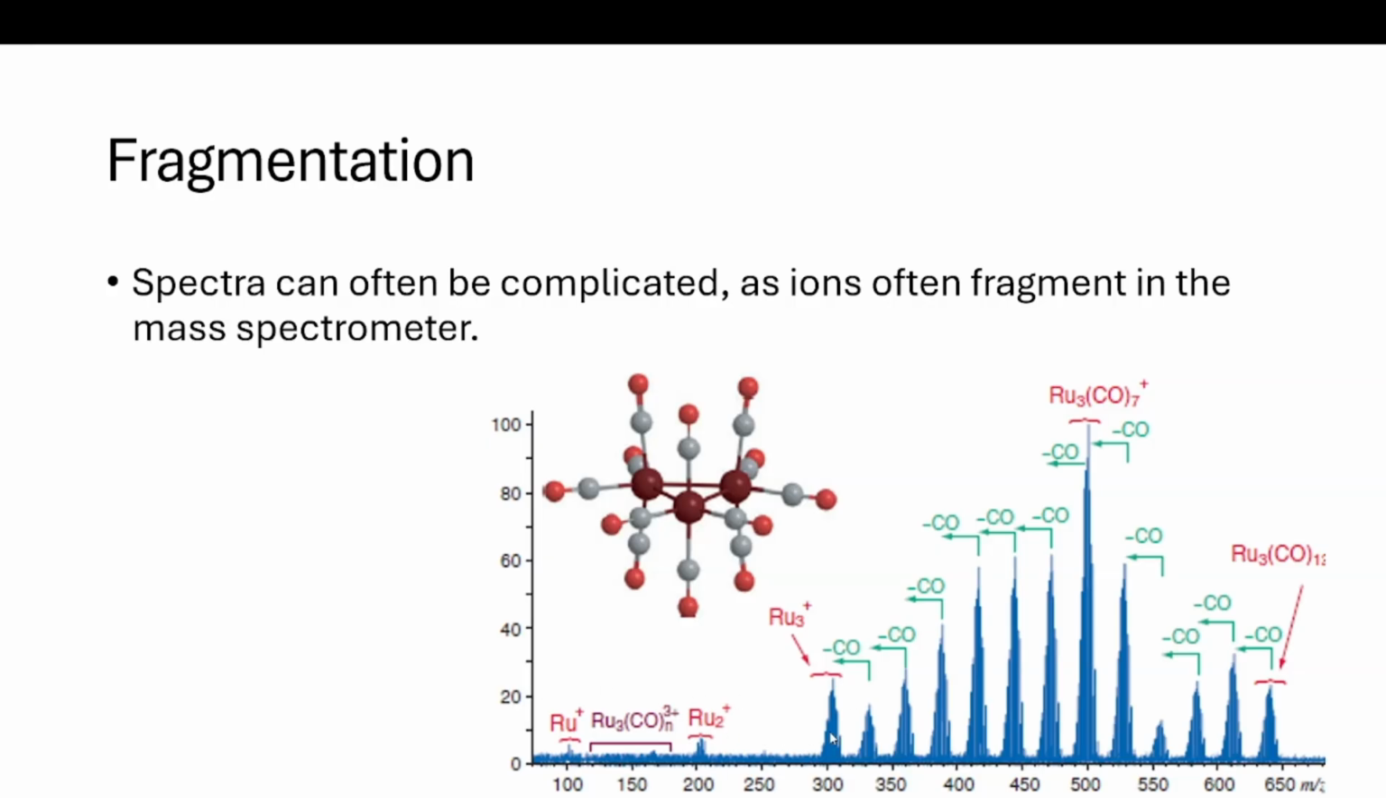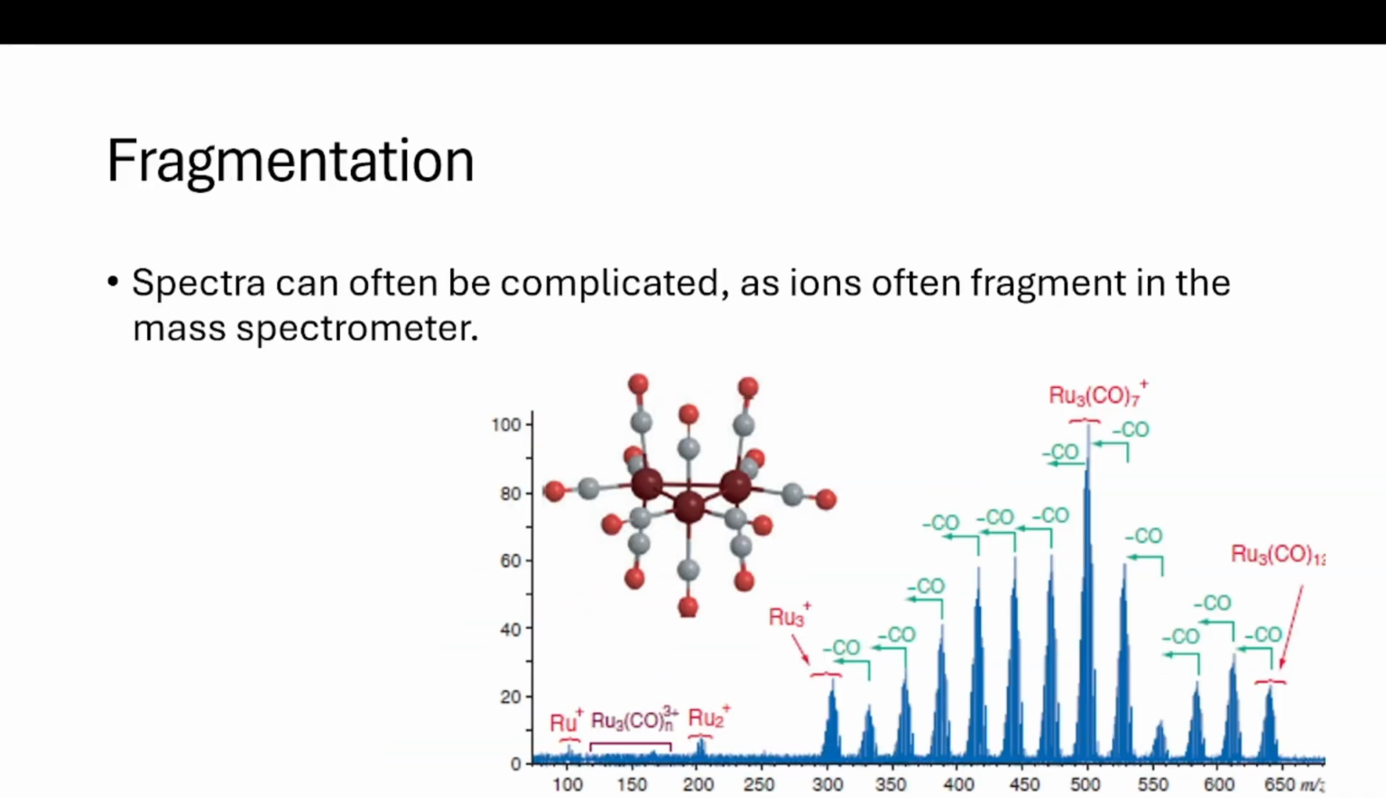And this is an example of a high-resolution mass spectrum. We can see this is for a ruthenium carbonyl compound. With this compound, the spectrum can be complicated as we have a bunch of different fragmented ions here.